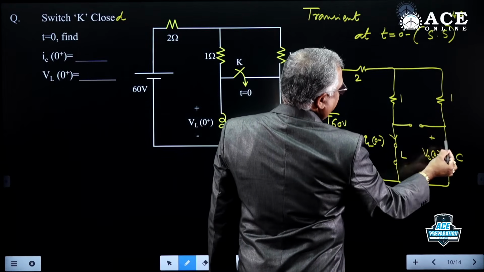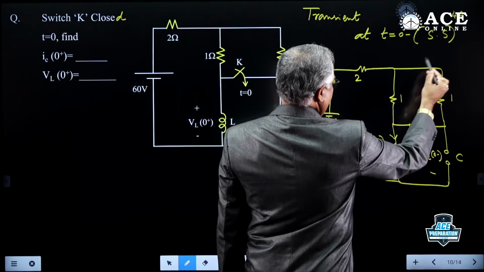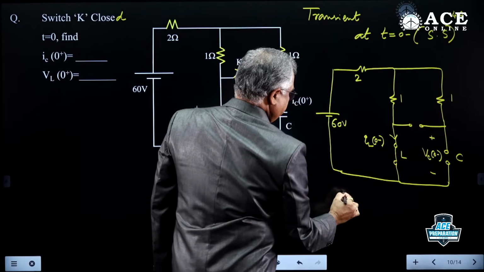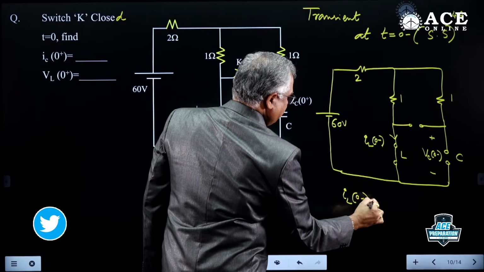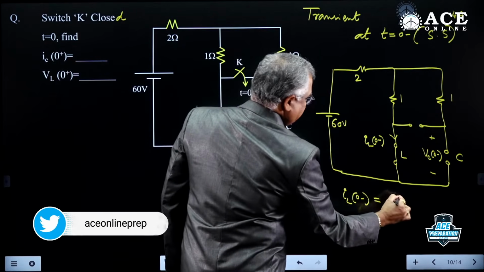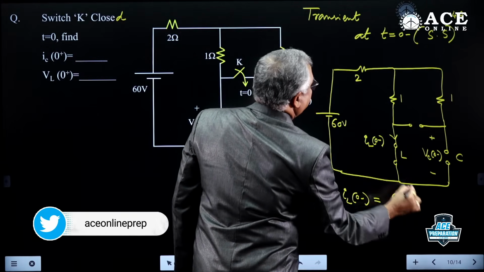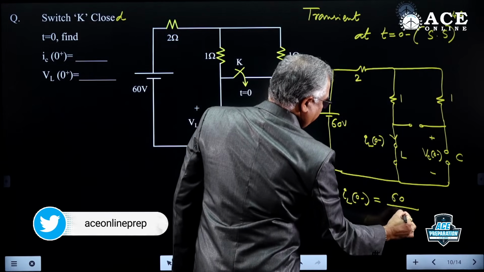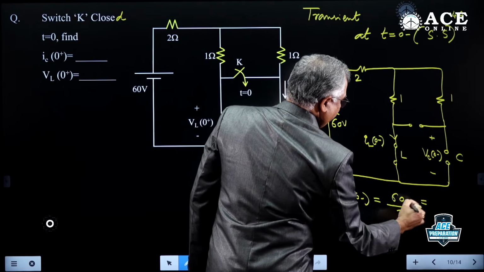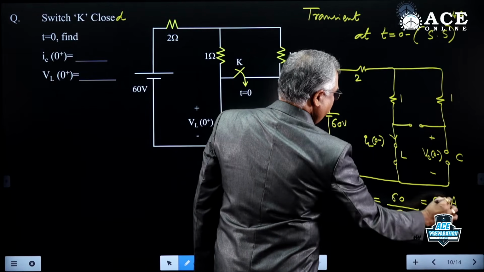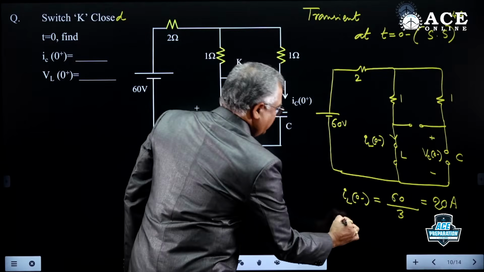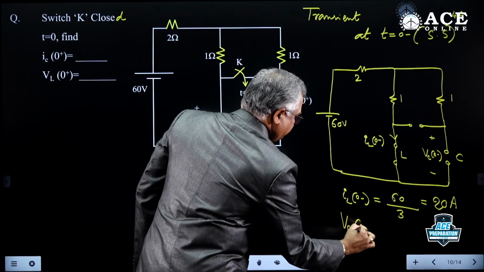Now this loop is open, so current will not flow here. Then what is IL(0+)? It is IL(0-). The voltage is 60, divided by 2 plus 1, which is 3, so 20 amps. IL(0-) is 20 amps. Next, VC(0-).